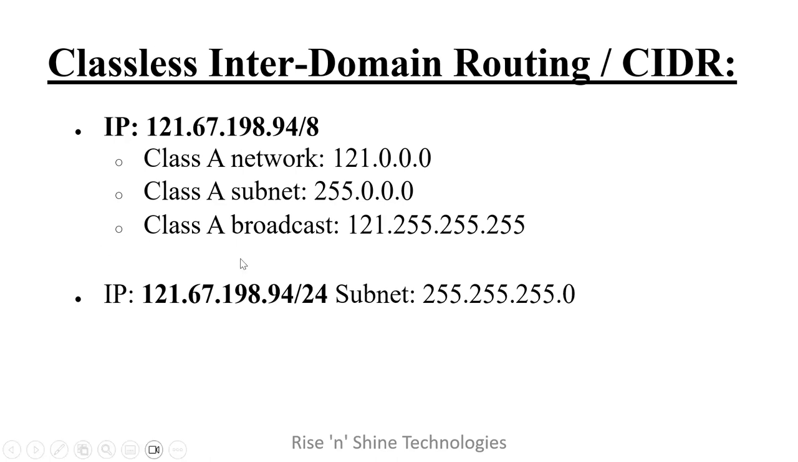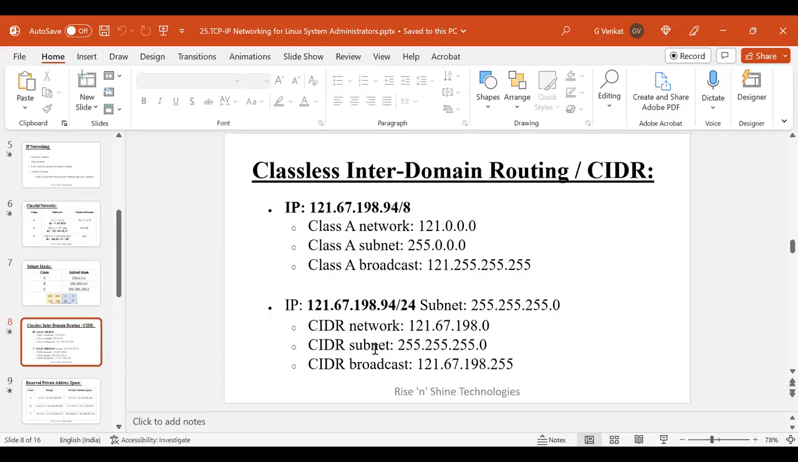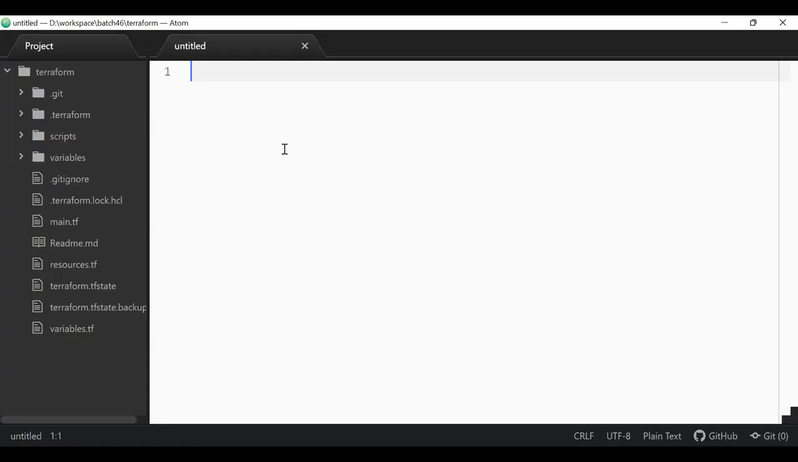Another CIDR notation, suppose /64. So what is the slash 64? How will we use it? Let me explain some small concept about this, then I'll come back to explaining these examples. Suppose I take this IP address. So this is one IP address. This is classless inter-domain routing, so we say that this is the CIDR notation.